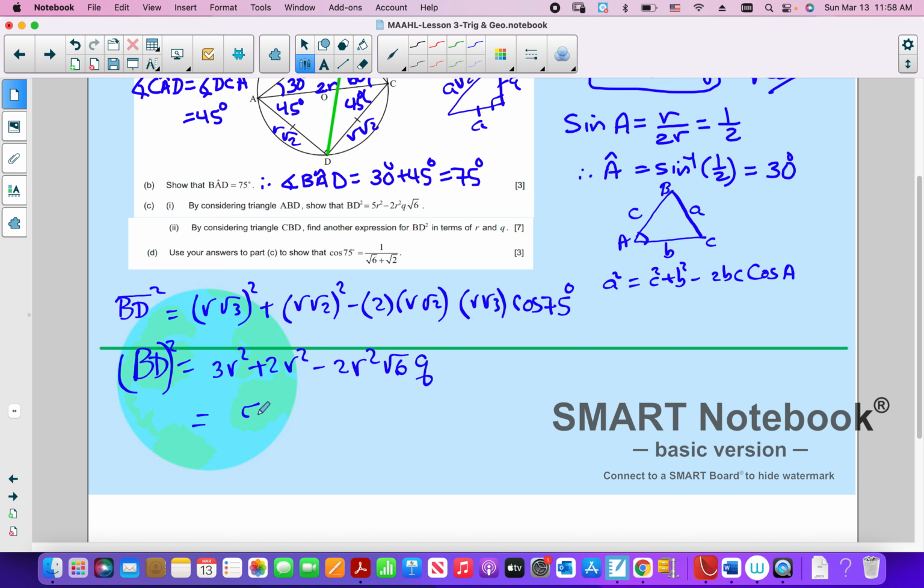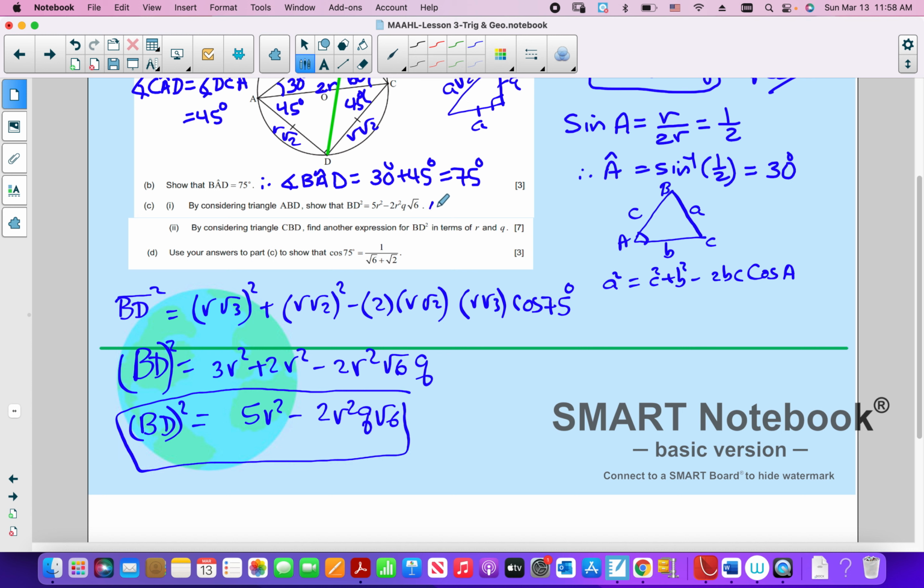Add these, that'd be 5R squared minus 2R squared, cube root 6. BD squared, and that is what they asked us to show. For part C, I, so this is C I.